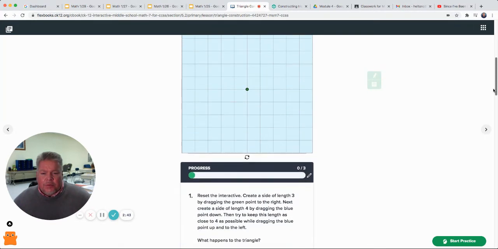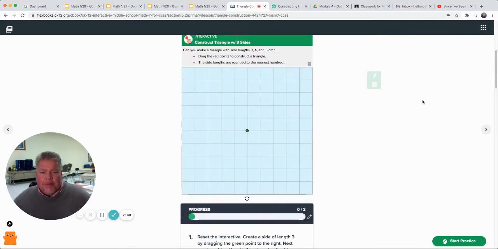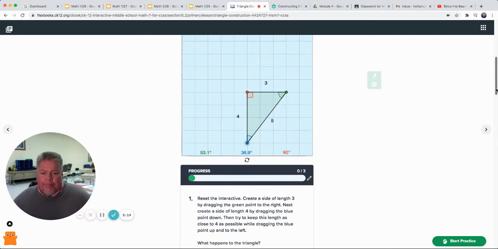Okay, so reset the interactive. That's this button. Yes, we want to reset it. Create a side length of 3 by dragging the green point to the right. So we're going to 1, 2, 3. Okay. Next, create a side length of 4 by dragging the blue point down. Go down 4. 1, 2, 3, 4. Okay, so that's 4. All right.